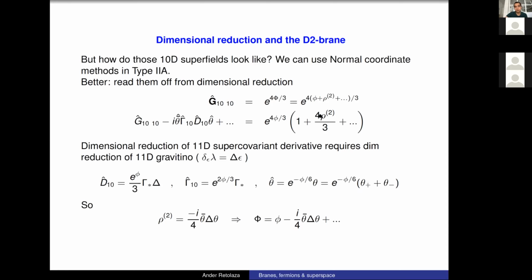So basically, I can read off what the aspect of this rho is going to be. And basically, it's going to be this term here. But the problem is that I have a fermion bilinear that has a lot of 11-dimensional superfields. This is the 11-dimensional supercovariant derivative. And what you need to do is to make a dimensional reduction of this fermion bilinear.